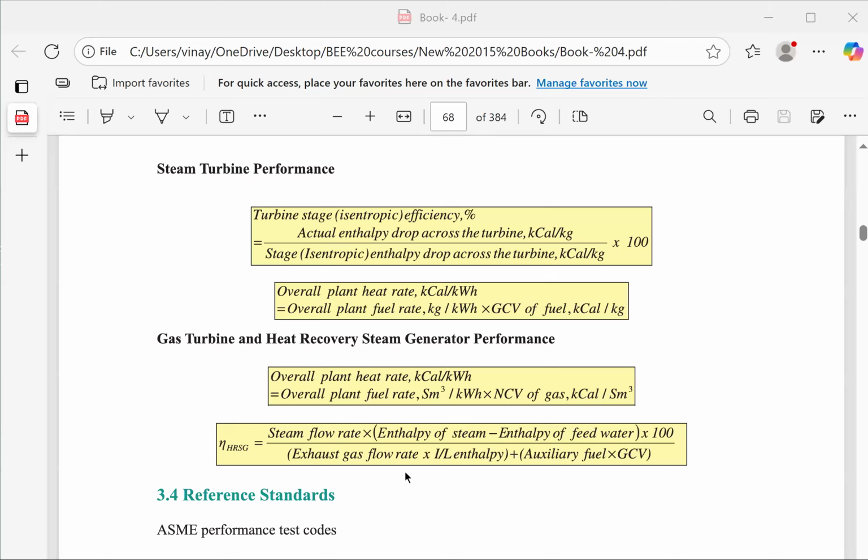upon the exhaust gas which is coming out of the turbine multiplied by the lower enthalpy, plus auxiliary fuel into GCV. If you are using auxiliary fuel to boost up the steam generation, you will have to take into consideration the fuel value input by that fuel, the heat value. If there is no auxiliary fuel supplied, then this bracket is 0. You have to only take into consideration the exhaust gas flow rate, so many cubic meters per hour, into the gas enthalpy, right?